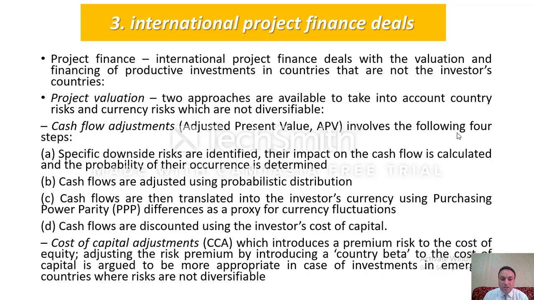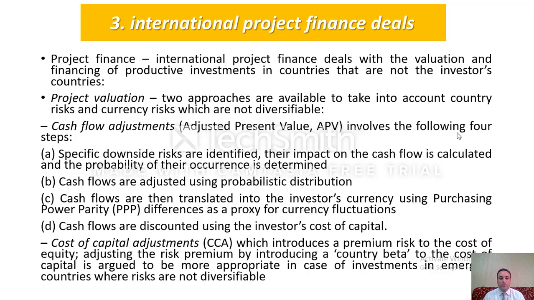First, we have the cash flow adjustment, or what's called adjusted present value, which involves the following four steps. Specific downside risks are identified, so their impact on the cash flow is calculated and the probability of their occurrence is determined. Also, cash flows are adjusted using probabilistic distribution. Cash flows are then translated into the investor's currency using the PPP, or purchasing power parity differences, as a proxy for currency fluctuations. And finally, cash flows are discounted using the investor's cost of capital.